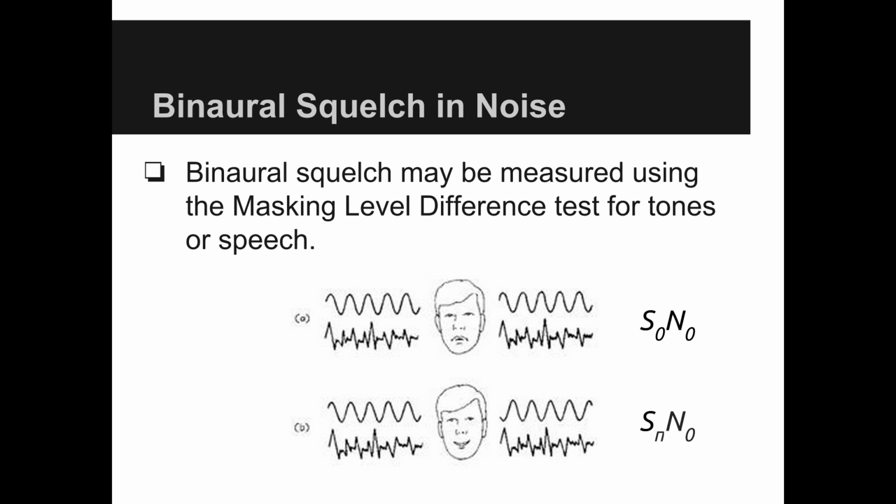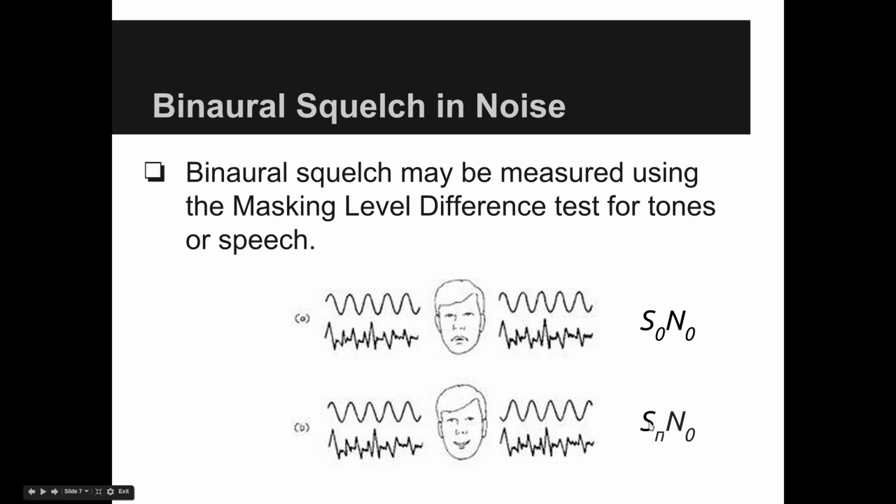So under headphones, one way we can measure the binaural squelch effect would be to use either a tonal or a speech masking level difference test. If you recall from your psychoacoustics course, the basic premise behind this is that we have two conditions. Let's talk about the tone detection threshold condition. Let's say we've got a 500 Hertz masking level difference test. Under this first condition, labeled here S sub O, N sub O, we've got the signal on top and the noise on the bottom. It's a binaural, dyadic presentation. The exact same stimulus and noise are presented to both ears. So here we're measuring the detection threshold for this condition.